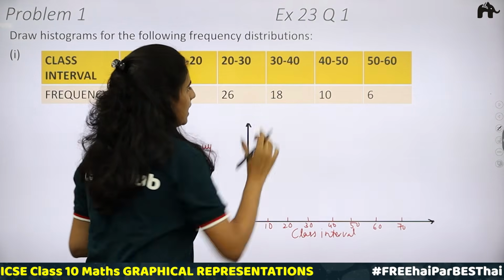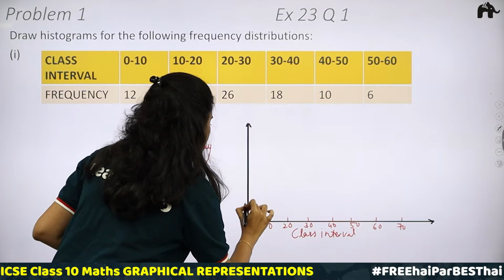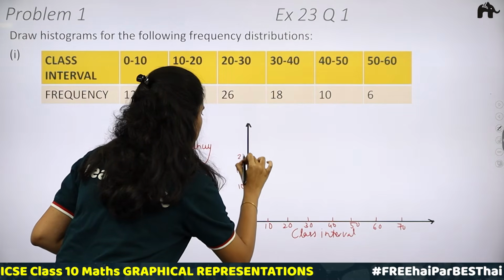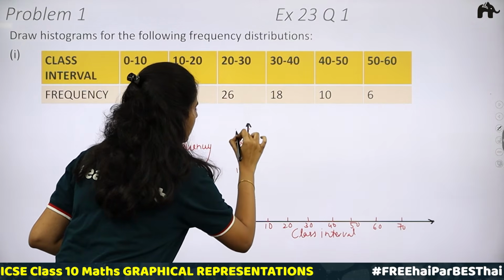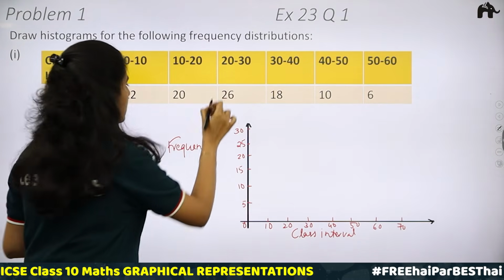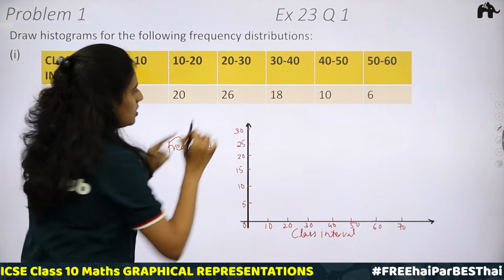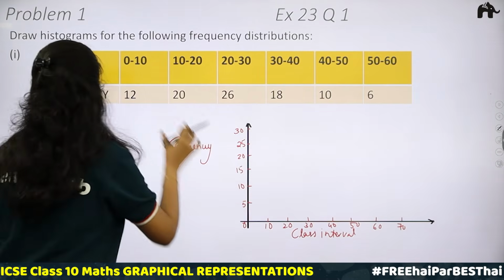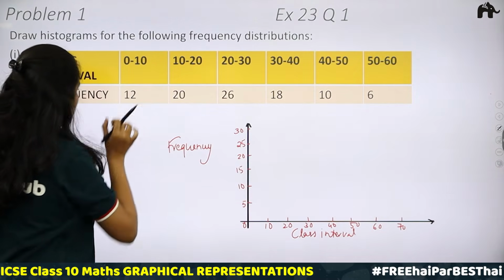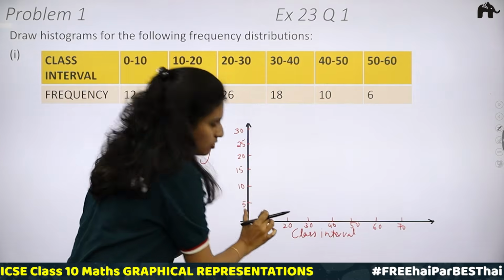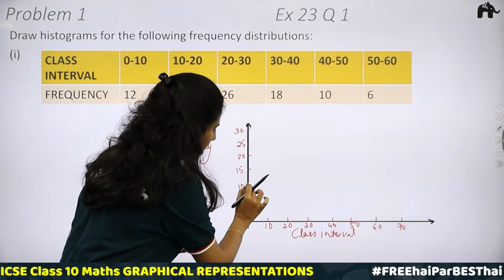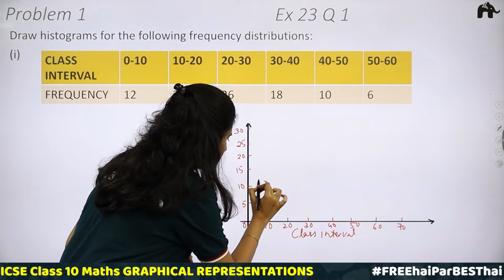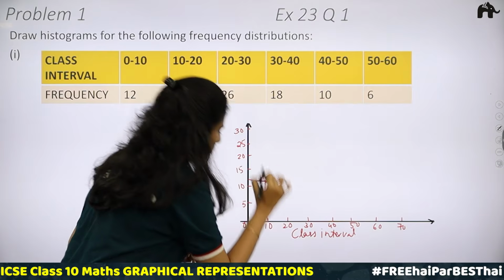Okay. Let us take an interval of 5. 5, 10, 15, 20, 25 and 30. Okay. Now, check the highest value. Here the highest value is 26. Even 26 should be included within this axis. Okay. 0 to 10, the frequency is 12. Here we have the interval 0 to 10. Where do we have 12? Here we have 10 and 12 will be somewhere here. So, 0 to 10, this is 12 and this is how it looks.